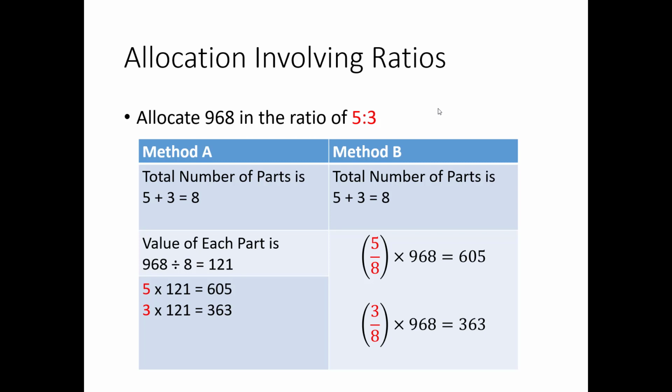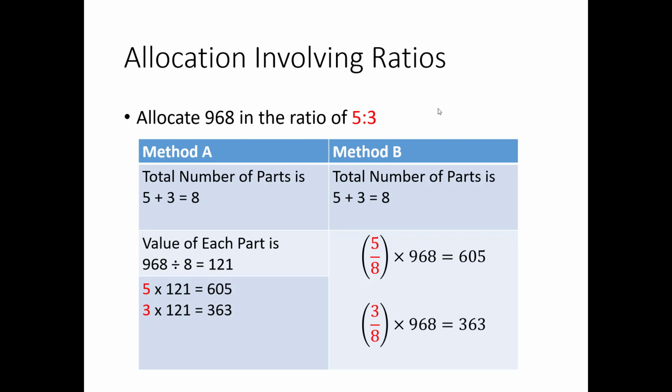There are 2 different ways to do that. There's one, for lack of a better term, called method A. We just say every time we allocate something, we're allocating 8 parts: 5 parts to one, 3 parts to the other. The ratio 5 to 3 just tells us that 5 go to factory A, 3 go to factory B. I'm allocating a total of 8 parts.